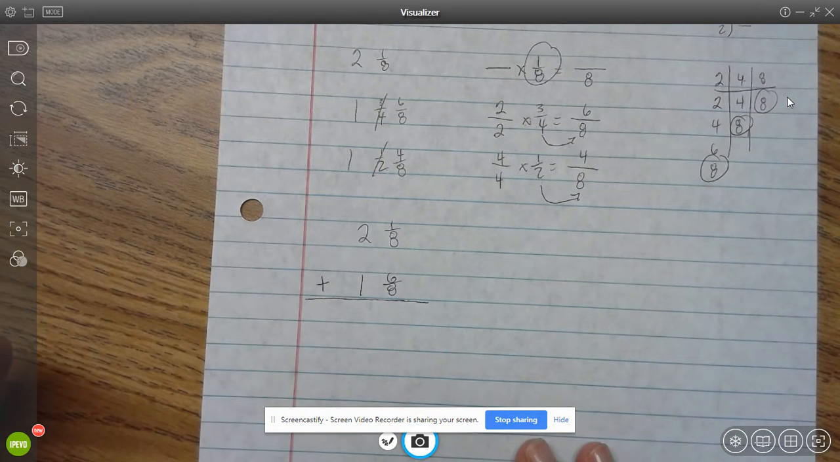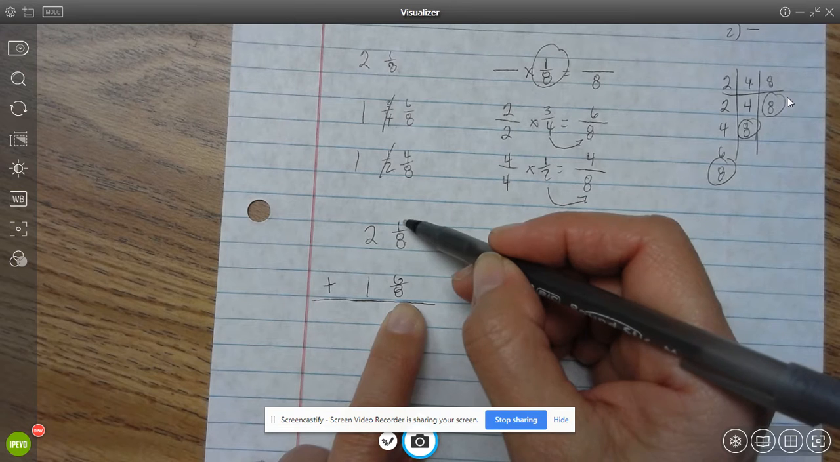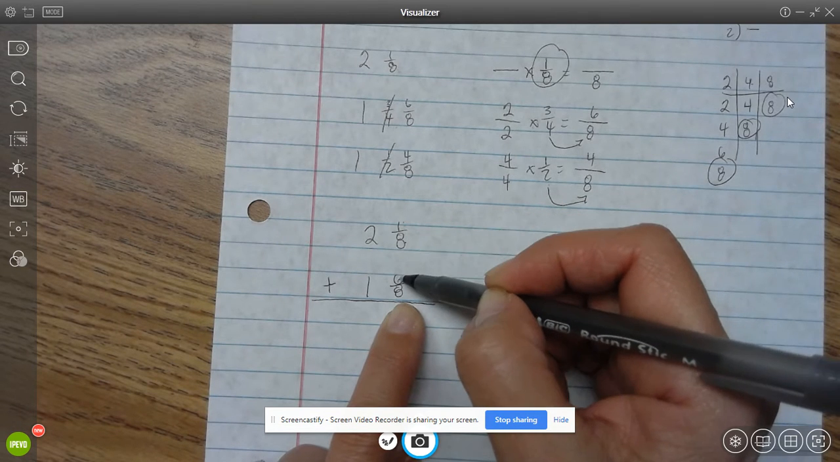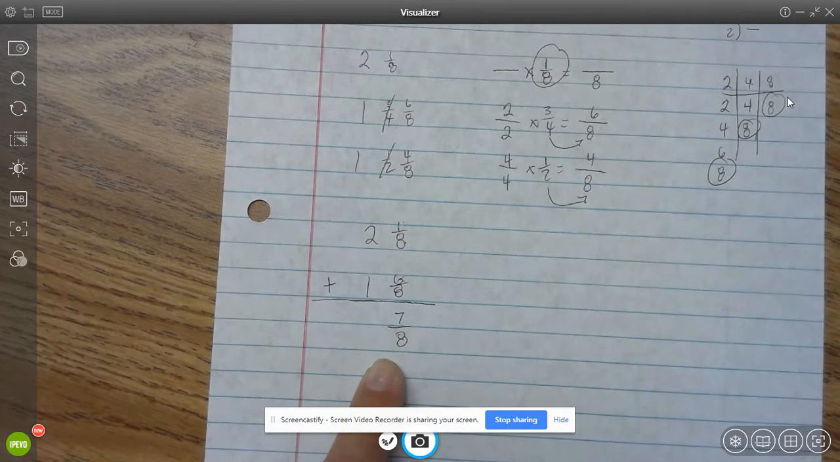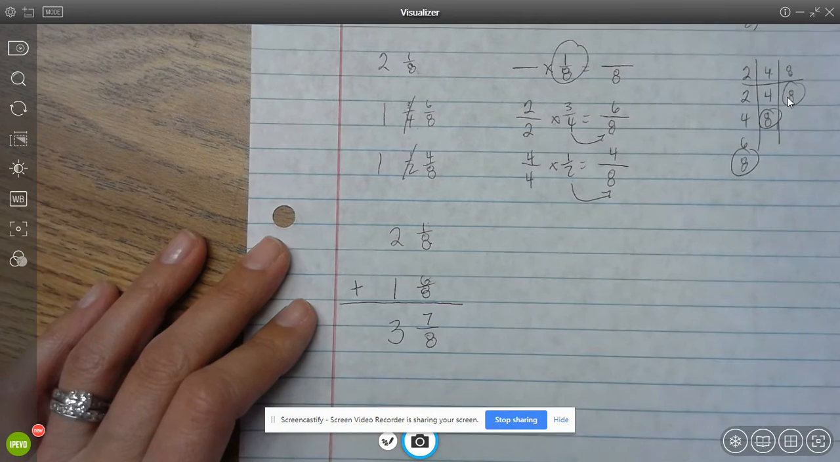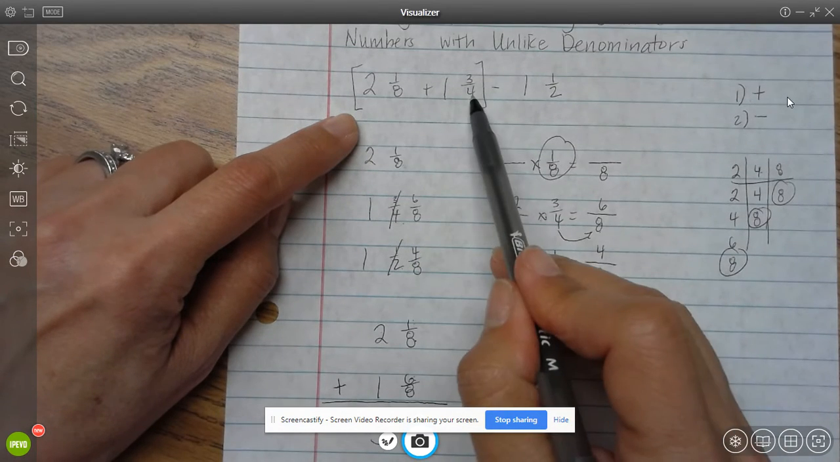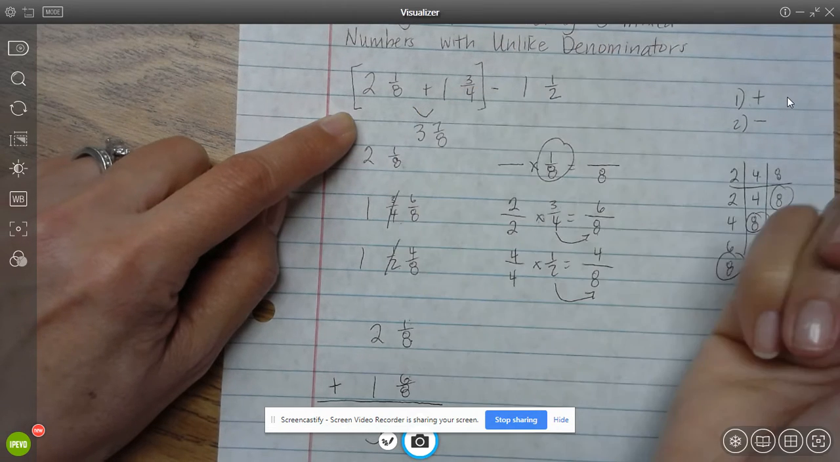And then I'm simply adding, always starting with my fraction first, right? I have a common denominator. I simply add my numerators. 1 plus 6 is 7. And then my denominator remains an 8. And then I add my whole numbers together. 2 plus 1 is 3. Okay. So this answer here becomes 3 and 7/8.